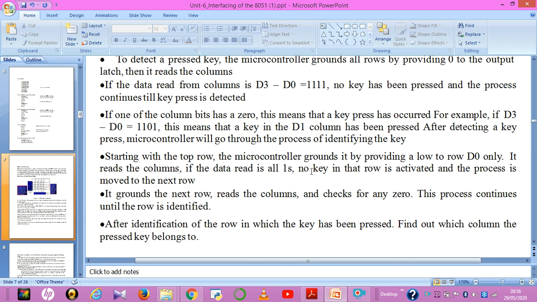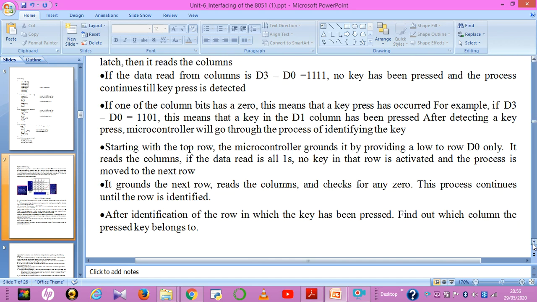If all data is read as ones, that means no key is pressed in that row. Again it's going to check the next row, again reads the columns and checks for any zeros. This process continues until the row is identified. If any column in a particular row is 0, that means the key is pressed. Until it finds the zero, it keeps on checking all the rows. After identification of the row in which the key has been pressed, find out which column the pressed key belongs to by looking for the 0.